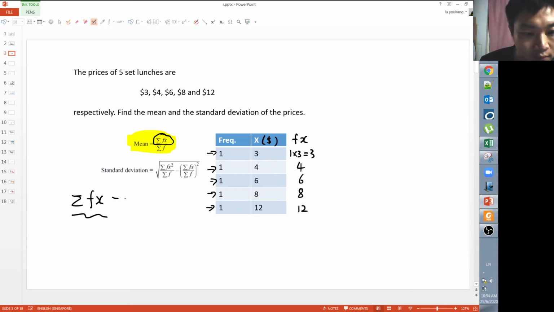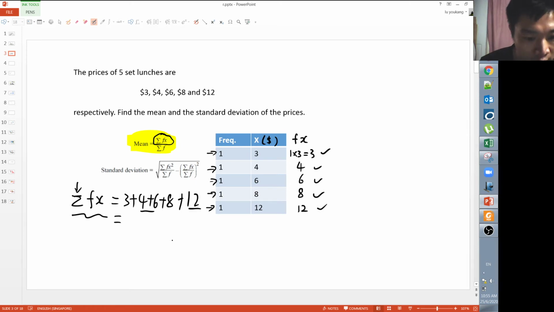So they are all here, right? Because this is your sigma, which is your summation sign, and what you need to do is just sum up all fx values. So you have 3, 4, 6, 8, and 12. And what do you get? Just use your calculator, or if not, this is 10, this is 12, so it's 10, 11, 12. So what do you get? You will get 33. Of course, you can use a calculator, so you don't have to use mental calculation. Now you have figured out what your numerator is.